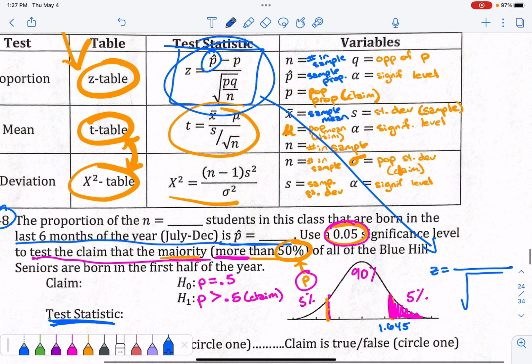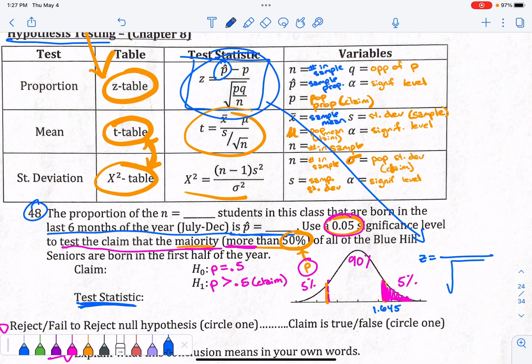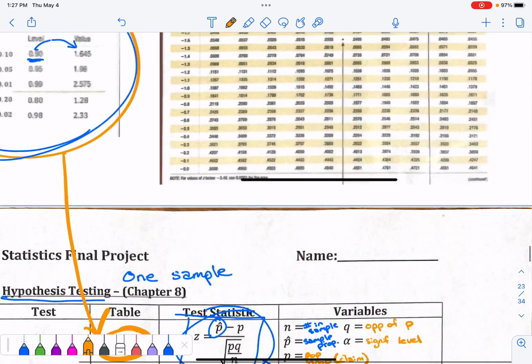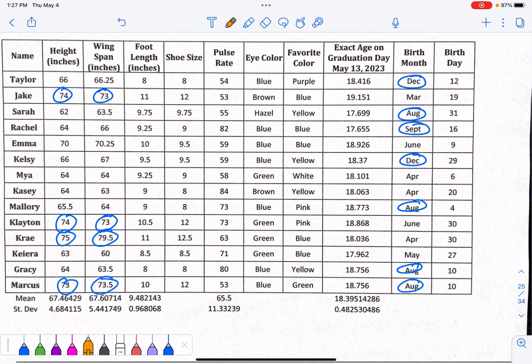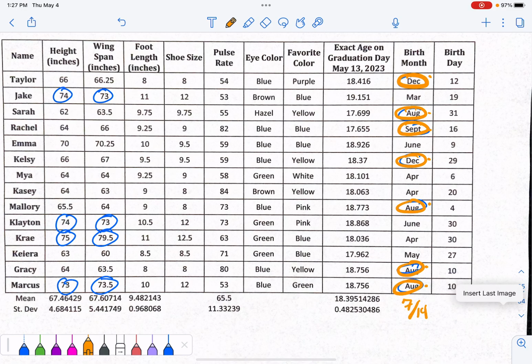Okay, let's go through and fill in our paragraph here for what we have and what we need. For n, we have 14 students, so I'm going to put 14 in that spot, that are born in the last 6 months of the year. I'm going to go to my data, which is down here, and I've circled them. The last 6 months of the year would be December, August, September, December, August, August, and August. We got a lot of them. I think that's all of them. Okay, that is 1, 2, 3, 4, 5, 6, 7 out of 14. Hey, which makes it really nice.